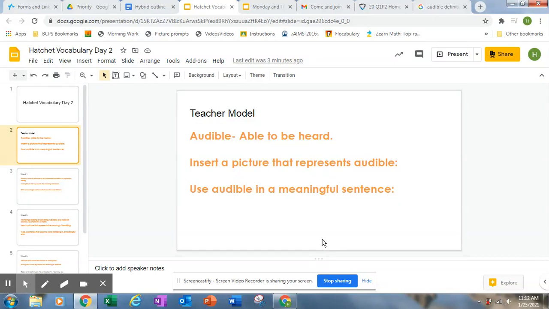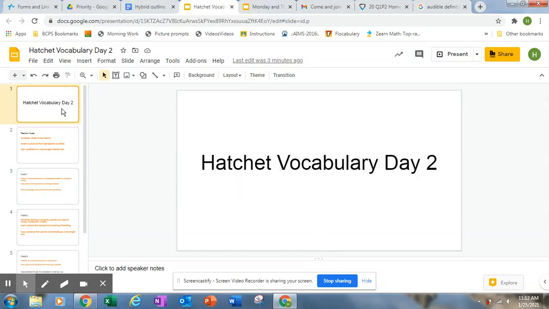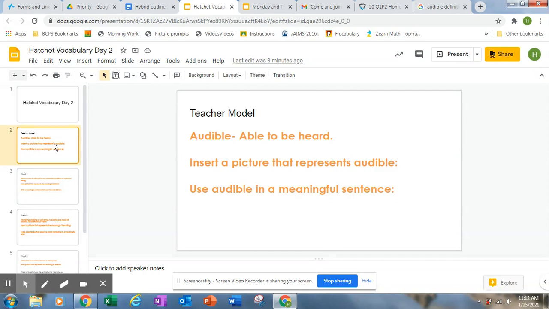Hello everyone. Today for writing, we're going to continue to look at Hatchet vocabulary. We're going to be using the same words that we already used yesterday, but today we're going to be doing something different with them.